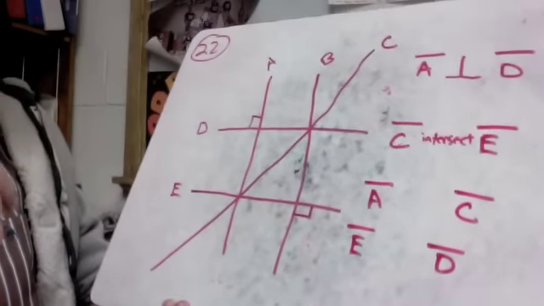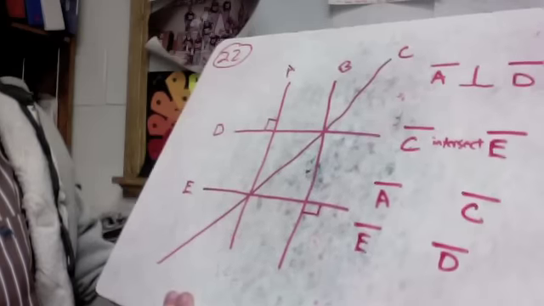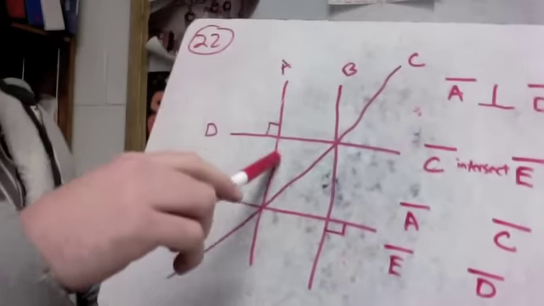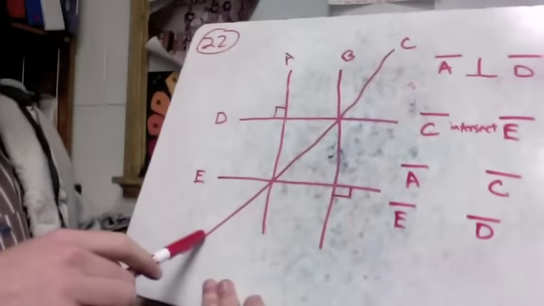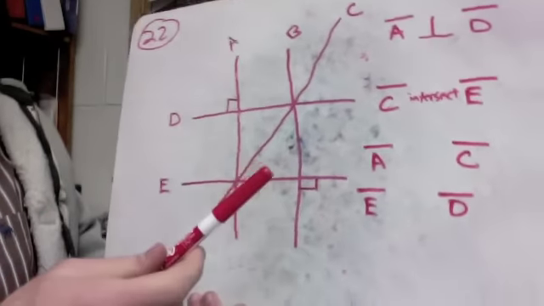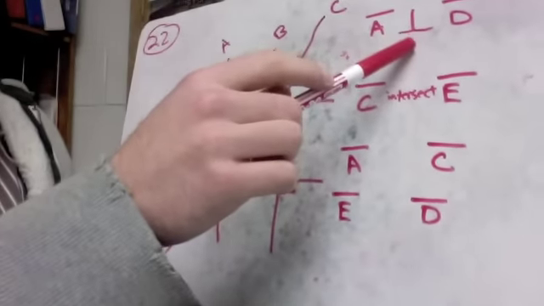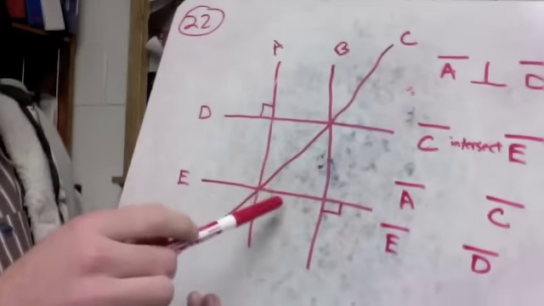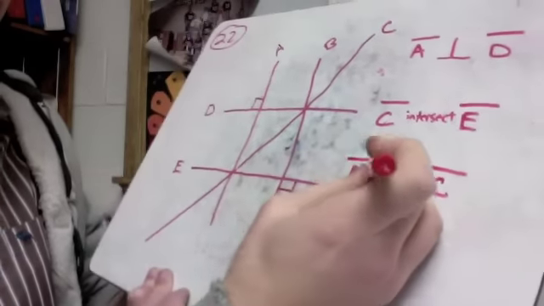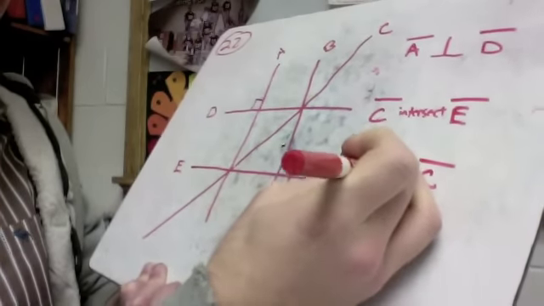A and C. A and C is going to be pretty much the same way. A is here, C is here. They're definitely crossing, but not perpendicularly, not like that. They don't make that square angle here. So I'm going to do the same thing. I'm going to put intersect.